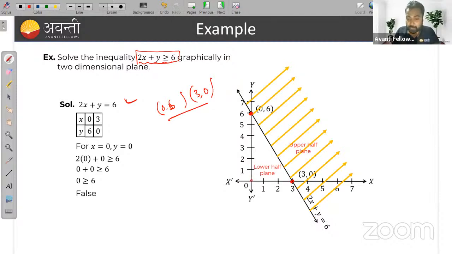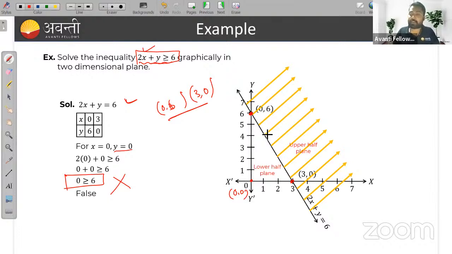Now satisfy the point (0, 0) to the inequality, whether it is satisfying or not. Put x is equal to 0 and y is equal to 0 in the given inequality. When we are putting x is equal to 0, y is equal to 0, we are getting 2 into 0 plus 0, that is 0. 0 is greater than equal to 6, which is not true. That means the origin, the point (0, 0), is not satisfying the given inequality.